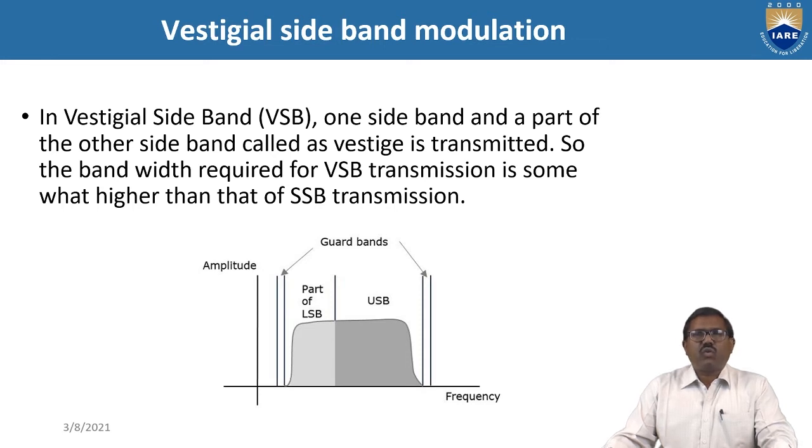The bandwidth required for VSB, vestigial sideband transmission, is somewhat higher than that of SSB. Why? Because in SSB we are sending only one band, but in VSB some part of the other sideband is also sent. So that's why some more bandwidth is utilized by VSB.